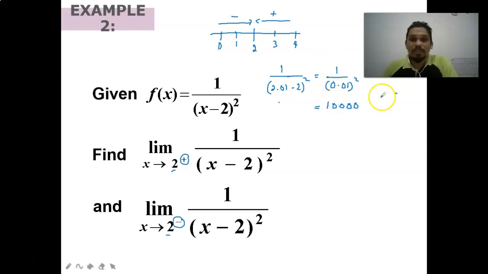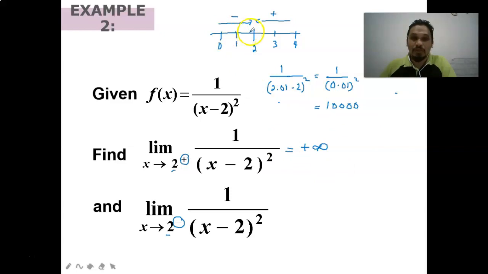So what is our conclusion then? Just now at 2.5, 2.5 minus 2 is 0.5, and 1 divided by 0.5 squared equals 4. Now when it's getting closer to 2, 2.01 minus 2 is 0.01, and 1 divided by 0.01 squared equals 10,000. So this equals positive infinity.